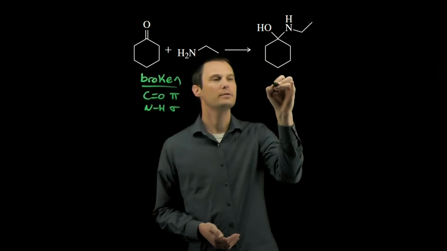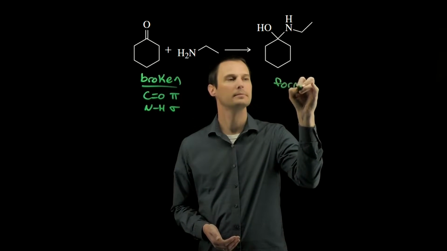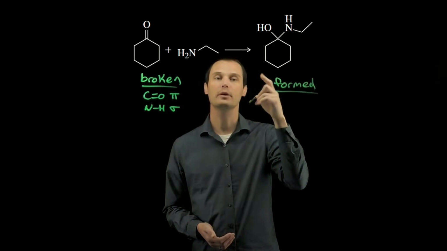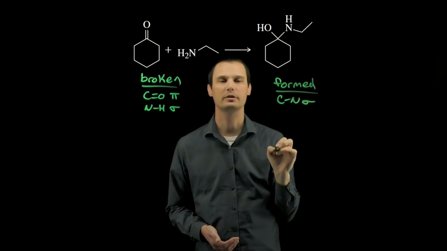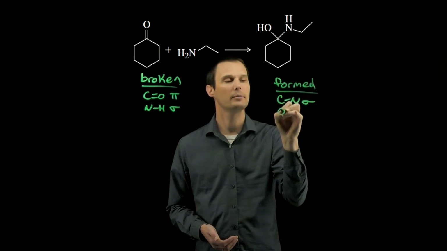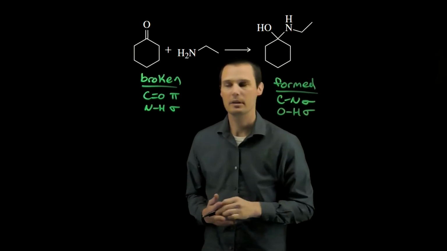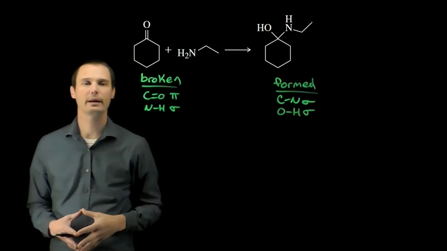In terms of bonds formed, we are forming a new bond between carbon and nitrogen, a carbon-nitrogen sigma bond, and we're forming a sigma bond between oxygen and hydrogen. These are the bonds formed and broken for this reaction.